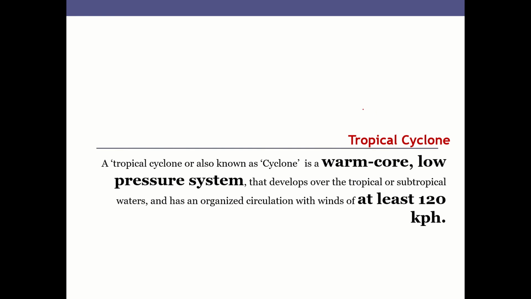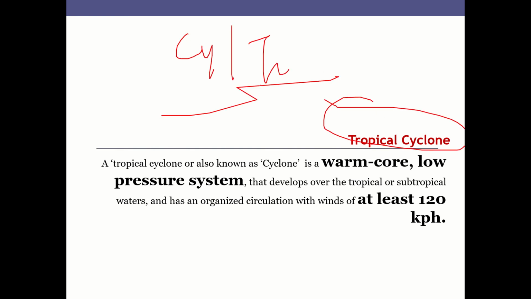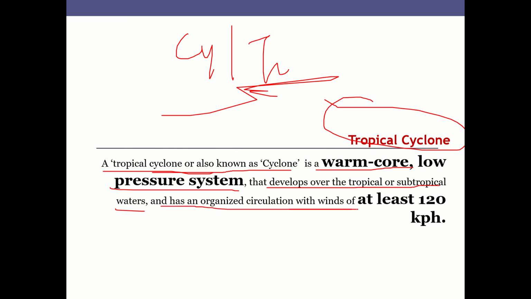Okay, so we are now discussing cyclones, or tropical cyclones. With respect to the Indian subcontinent, when we say cyclone or tropical cyclone, both are synonymous. A tropical cyclone, also known as a cyclone, is a warm core low pressure system that develops over tropical or subtropical waters, and has an organized circulation with a wind speed of 120 kilometers per hour.